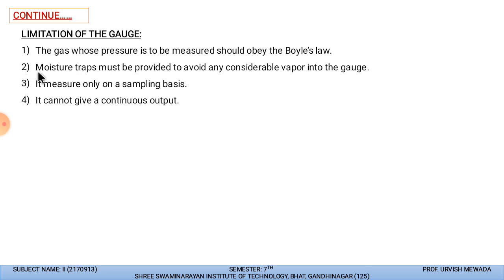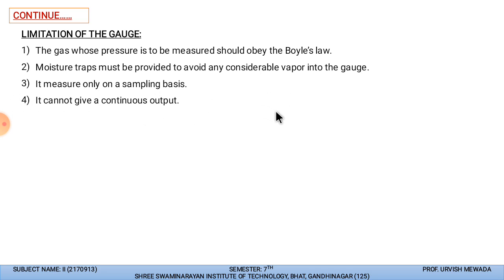The second limitation is that moisture traps must be provided to avoid considerable vapor entering the gauge. So we need to protect the McLeod gauge from moisture, and it measures only on a sampling basis, so there is no need to insert a large quantity inside. It will only measure on the basis of sampling, and it cannot give continuous output, because it will take some time to stabilize once the unknown pressure is inserted inside the McLeod gauge.